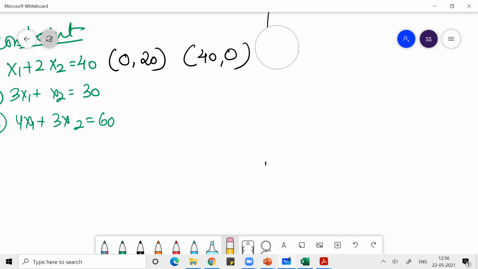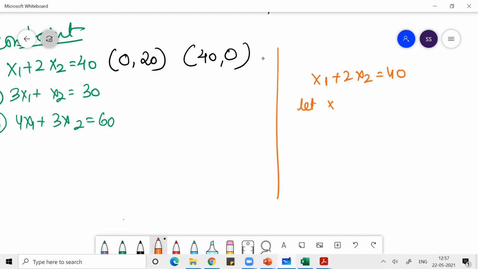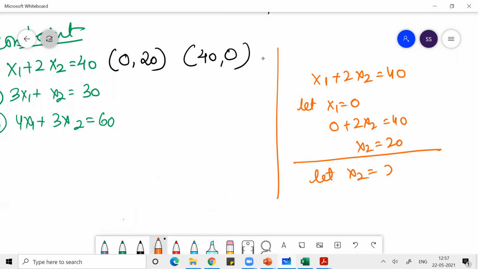So how do I find the two coordinates? I take the equation x1 plus 2x2 equal to 40. Let x1 be 0. So if x1 is 0, then 0 plus 2x2 is 40, so x2 is equal to 20. Similarly, let x2 be equal to 0. So x1 plus 2 into 0 is 40, so x1 is equal to 40.